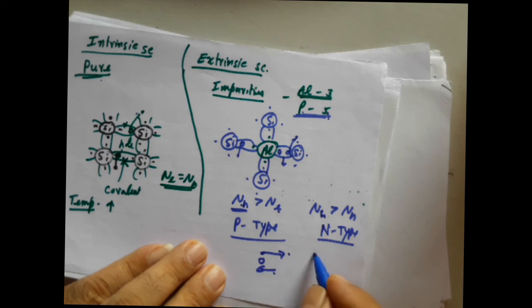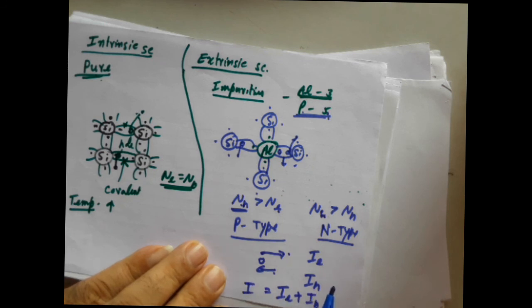Therefore, there are two kinds of current. One is the electron current, and the other is called the hole current. So the net current is always equal to the electron current plus the hole current that you would see in a semiconductor, whether it is a pure semiconductor or an impure semiconductor.